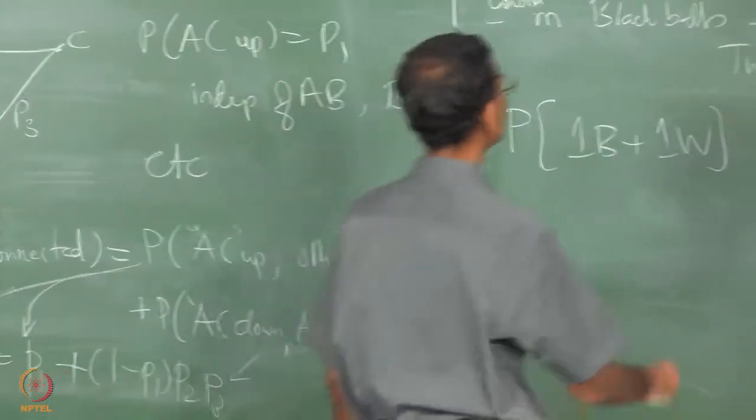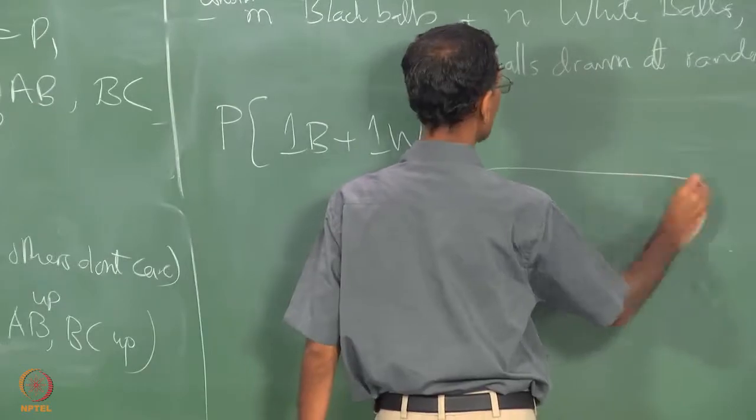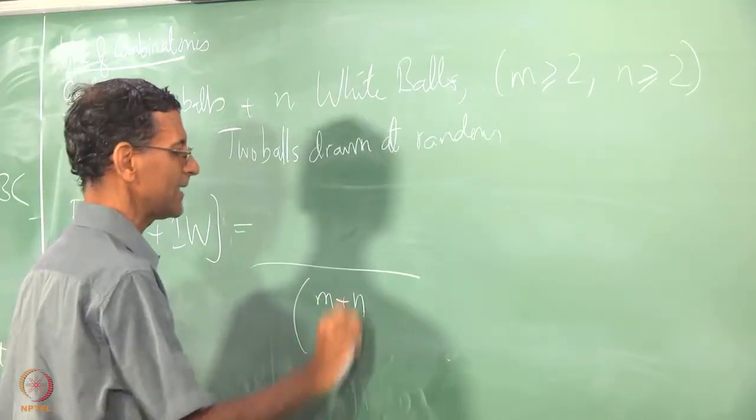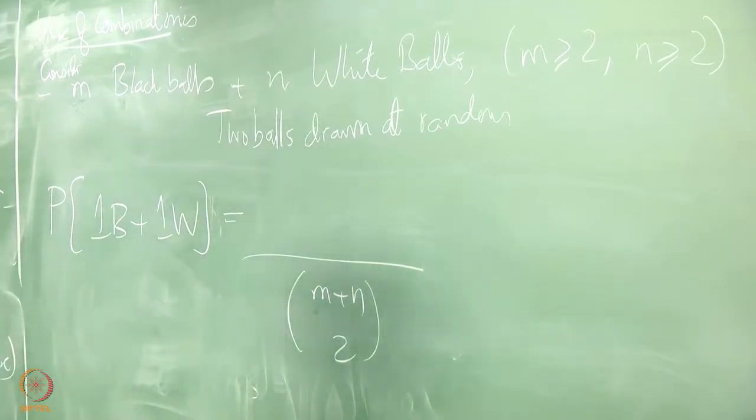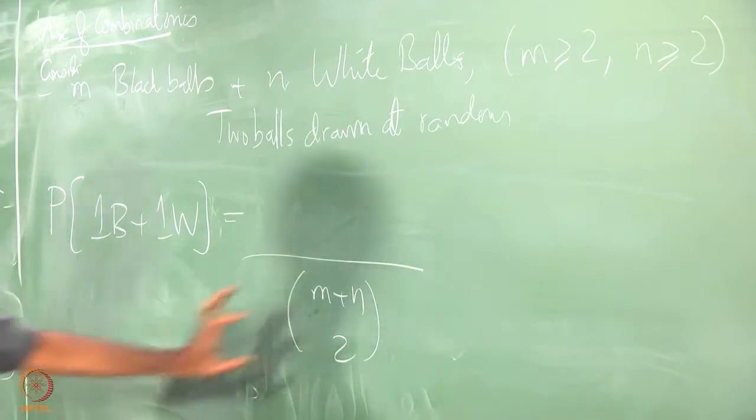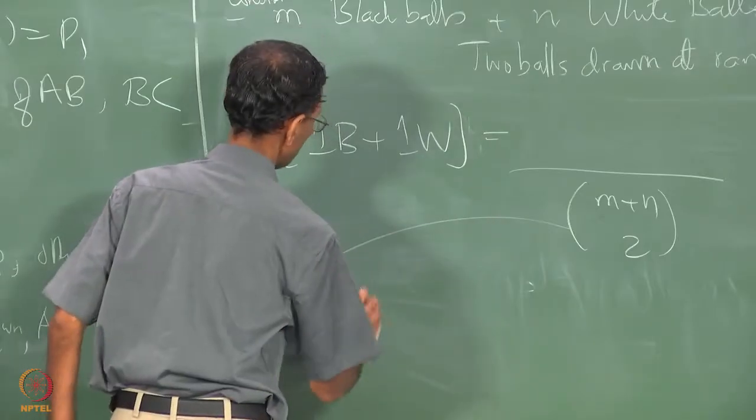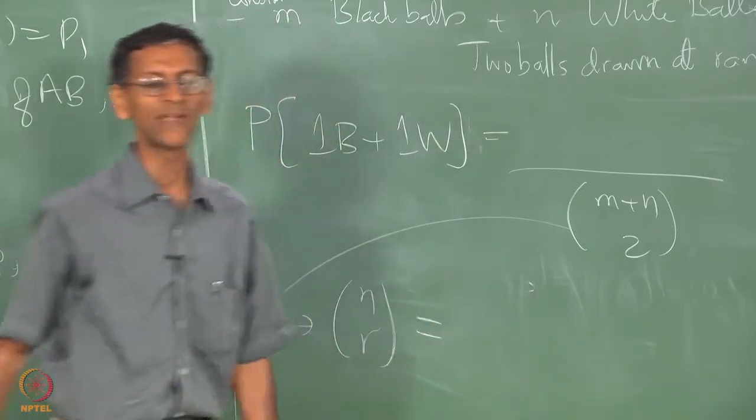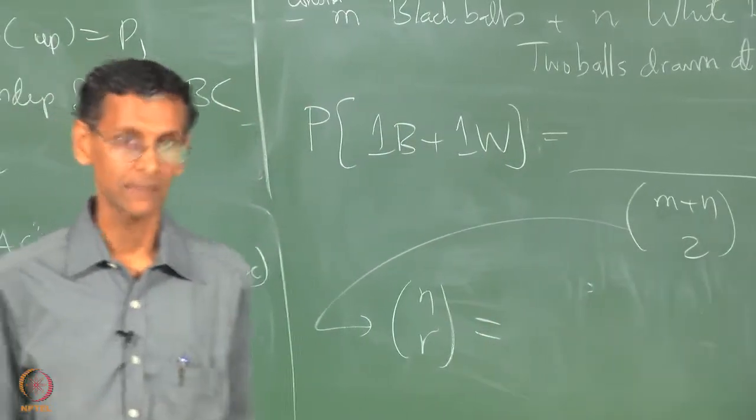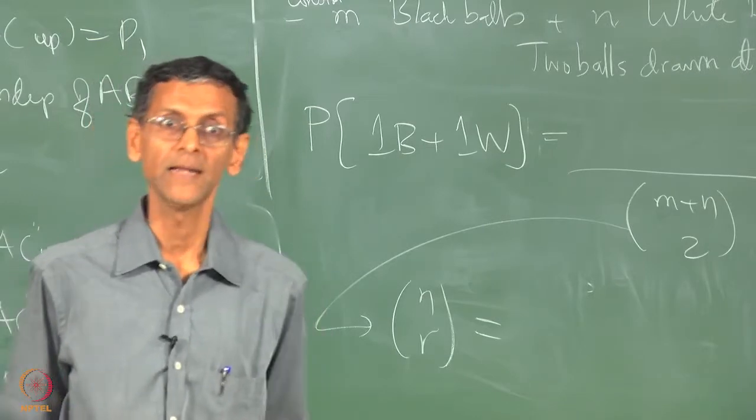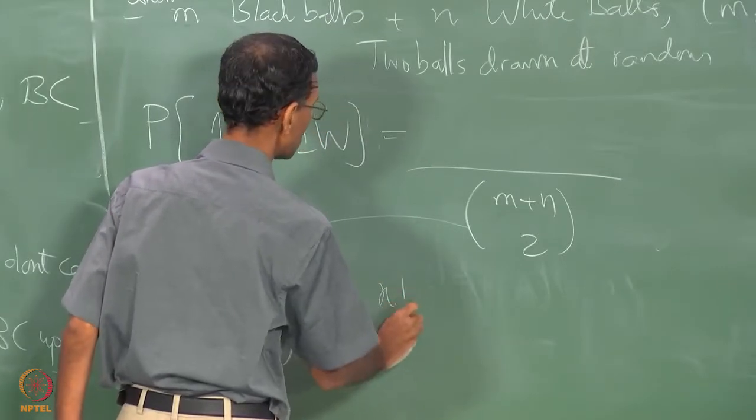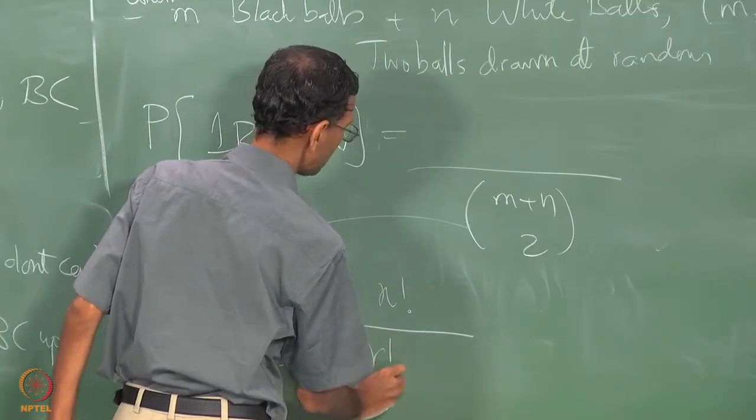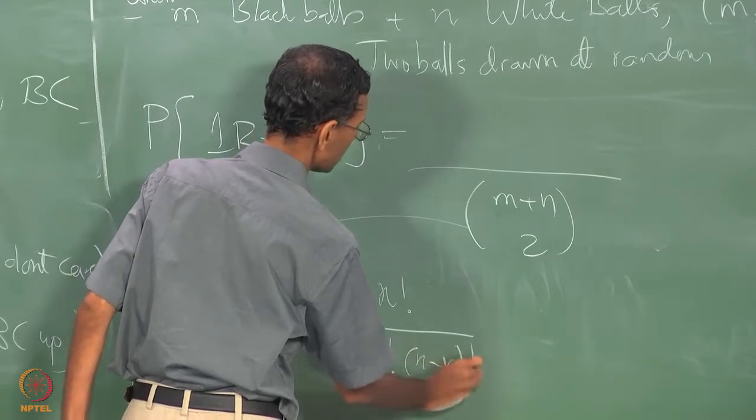So the denominator of this is always m plus n choose 2. Why did I get this m plus n choose 2? This is a notation we are going to use for combinations now, right? Not the capital C thing. This is the standard notation used for choosing r objects out of n, regardless of ordering. This binomial coefficient equals the combinatorial coefficient n factorial divided by r factorial divided by n minus r factorial.